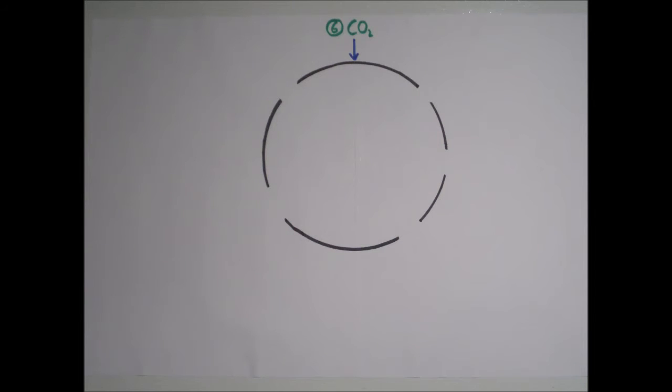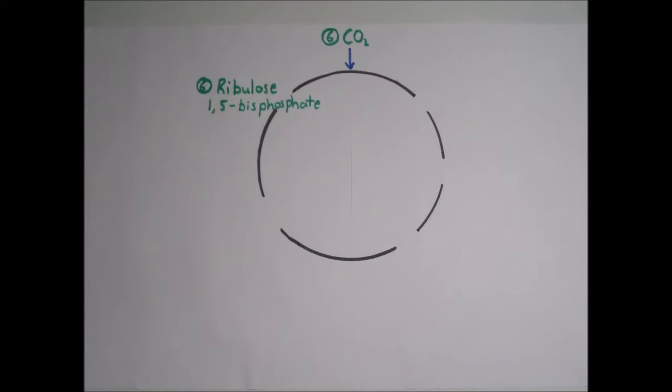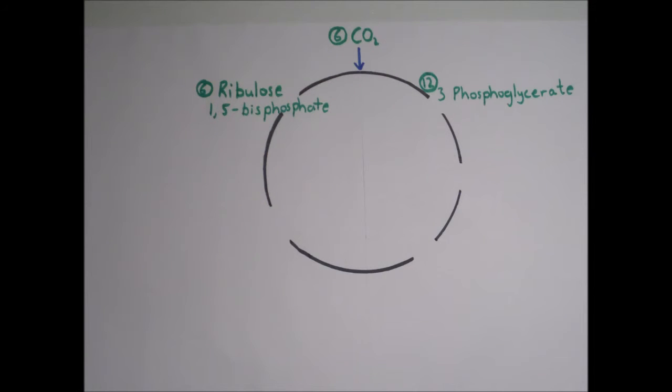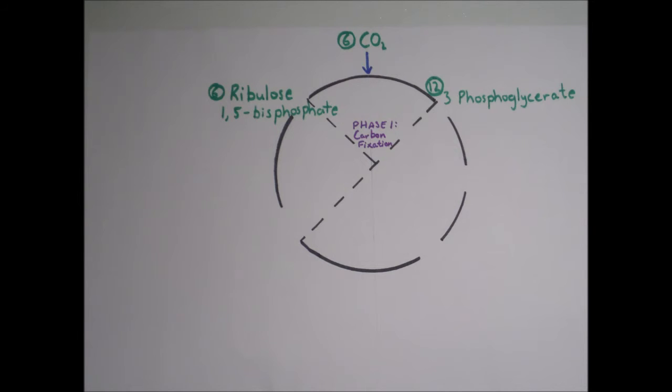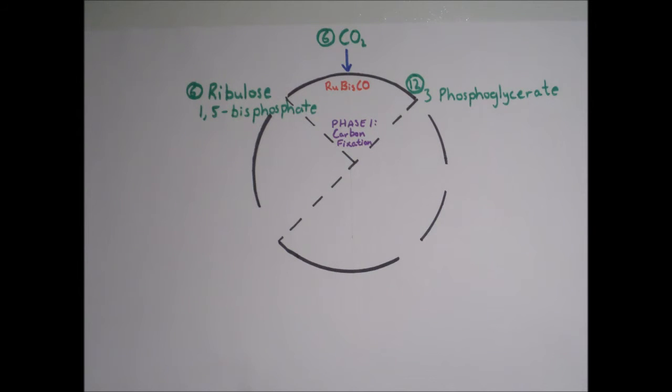Six molecules of carbon dioxide react with 6 molecules of ribulose 1,5-bisphosphate in the presence of the enzyme Rubisco to form 12 molecules of 3-phosphoglycerate. This is known as phase 1, which is carbon fixation.